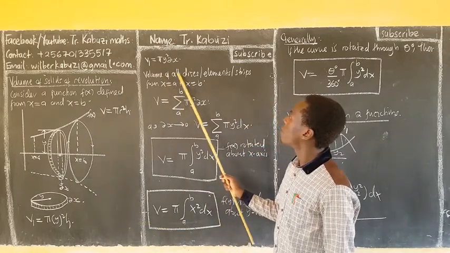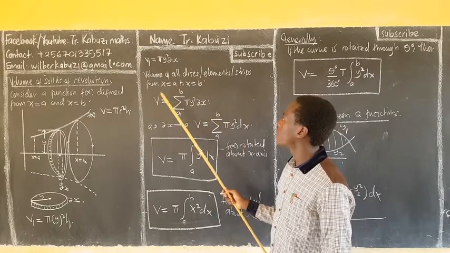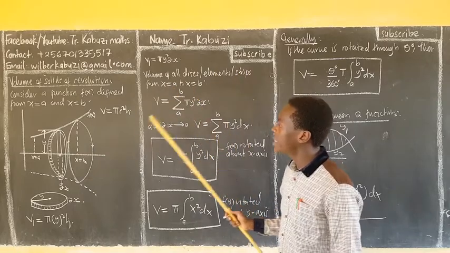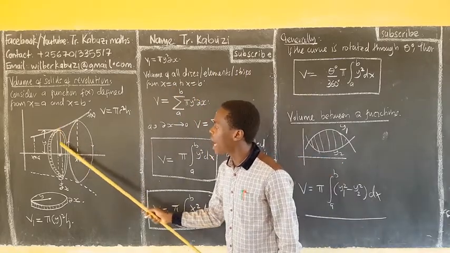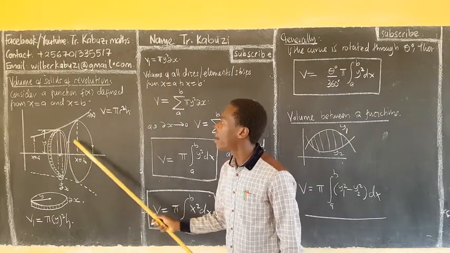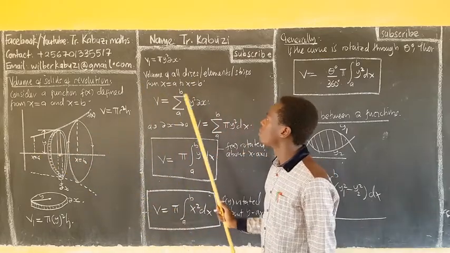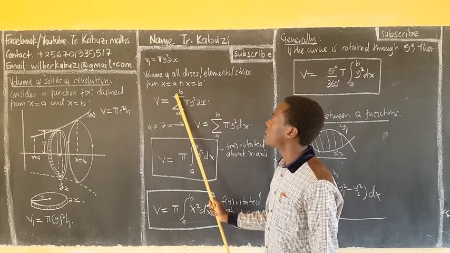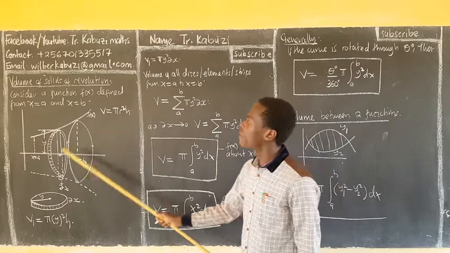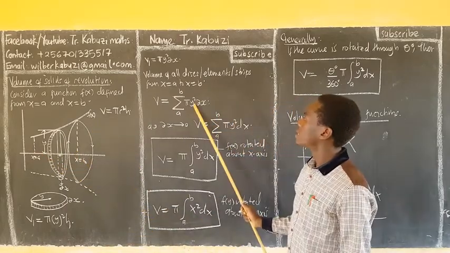Now the volume of all the discs, elements or strips, from x equals a to x equals b: if this strip has this as its volume, then to get the volume of the strips from here up to here, I will sum the volumes of those small strips from a up to b. So I'll have the volume of the strips from here up to here.